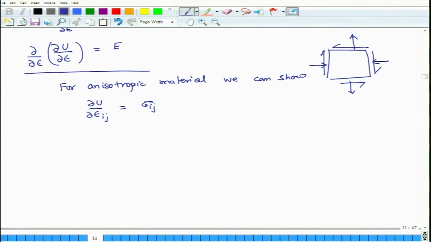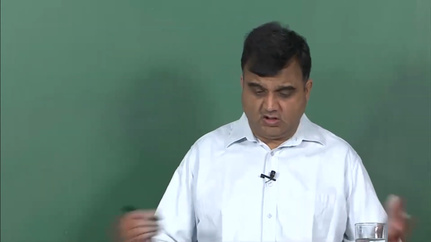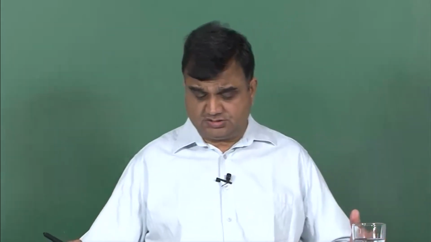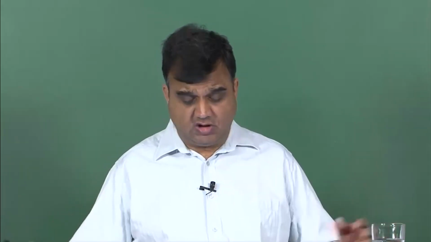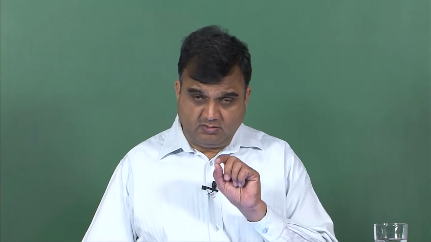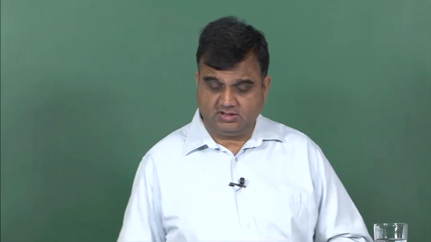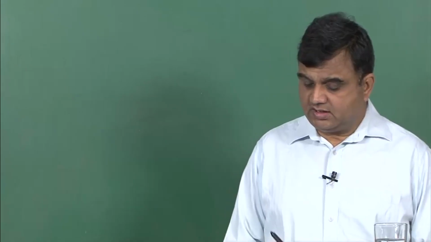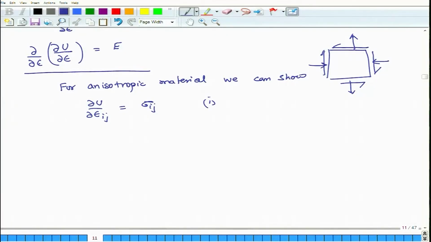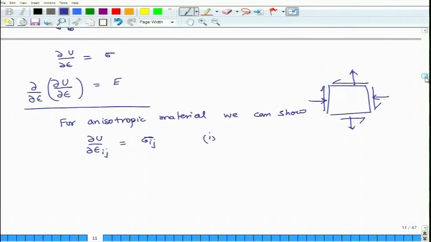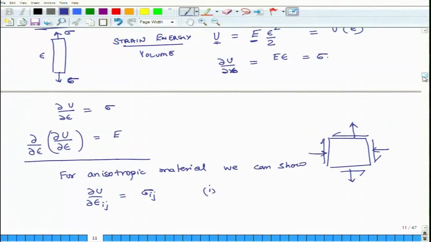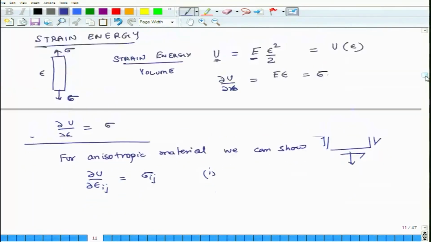So, it will be experiencing sigma 11, sigma 22, sigma 12, sigma 13, all those stresses, and it will also experience all those strains, and the total energy in the body is u. And if I differentiate that total strain energy with one particular strain, then I get the stress in that direction. So, this is one thing we can show, and just as for a simple uniaxially loaded isotropic specimen, the second derivative is nothing but the elastic constant.